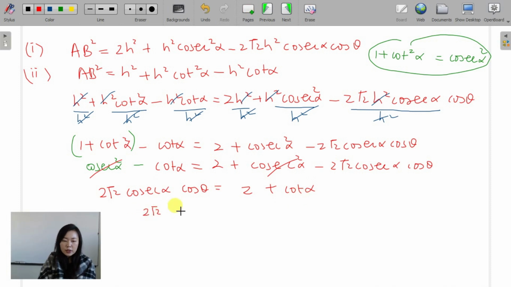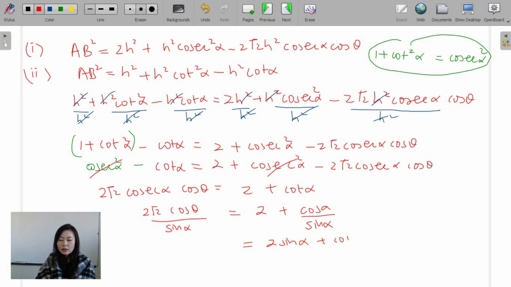So 2 root 2 cos theta over, so cosec is 1 on sine, so that's sine alpha. This guy here is cos alpha on sine alpha. Okay, so then from here, I'm going to make this one fraction. If you're wondering how I made it one fraction, you need a common denominator, right? So times that by sine alpha on sine alpha. Yeah? All right, so then from here, I'm just going to go to the next page.